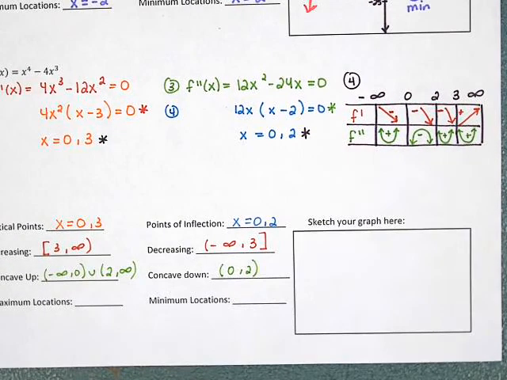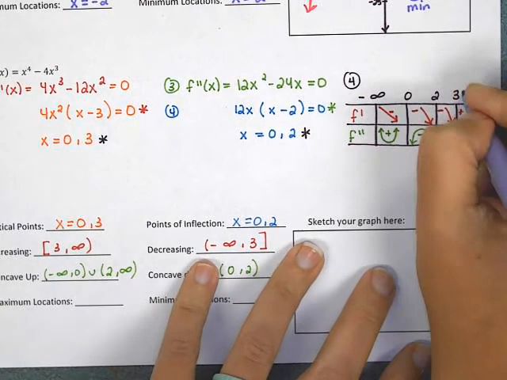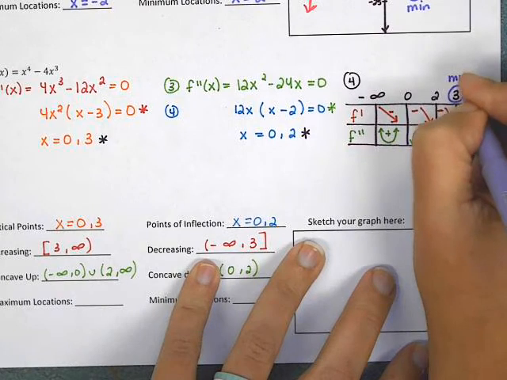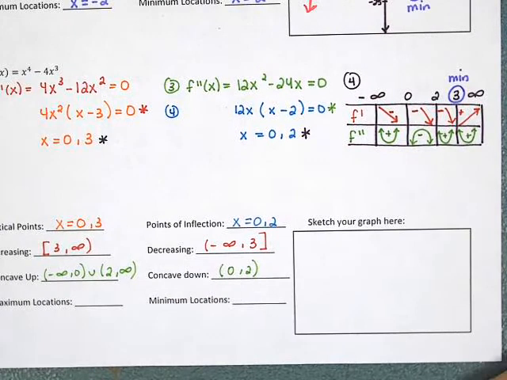Maximum and minimum locations. Well, based on the chart, it doesn't look like I have any maximums, but it does look like I have a minimum at 3. So I'm going to hold off to list them until I actually see my graph, but it kind of seems like that's what's going to happen. Now let's go ahead and get some actual y values.